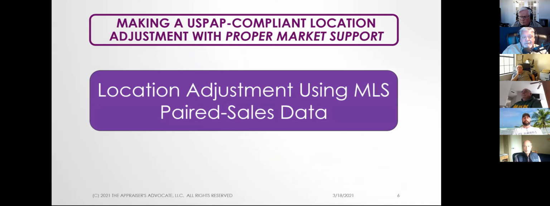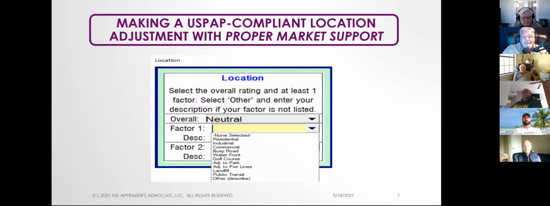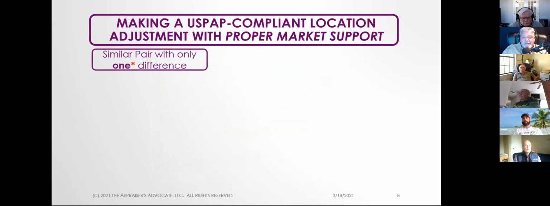So we're going to start out using simple paired sales. Now, this is probably what your 1004 drop-down menu looks like as you're trying to isolate the location of your subject. Everybody should be familiar with this. When we get into MLS data, we're using Scott's MLS data from Minneapolis, but this is not MLS. This is the 1004 form.